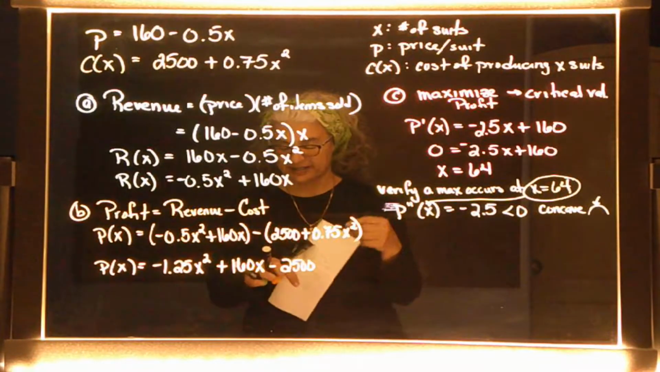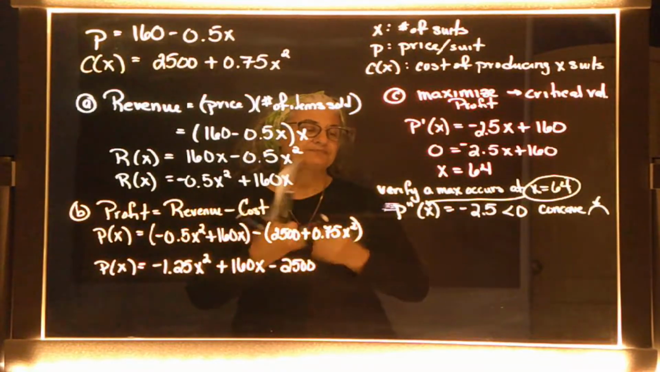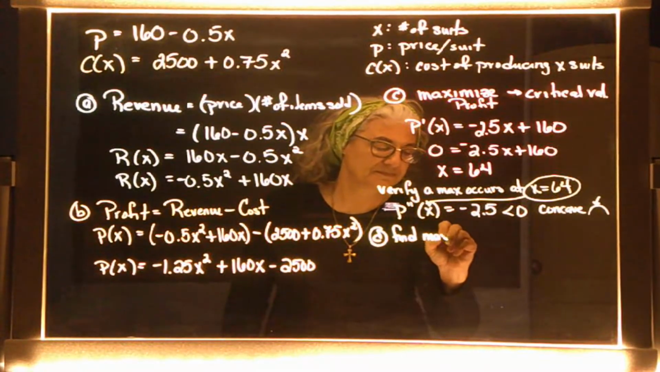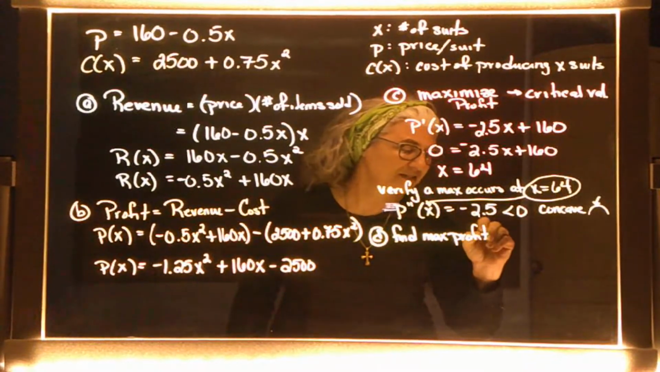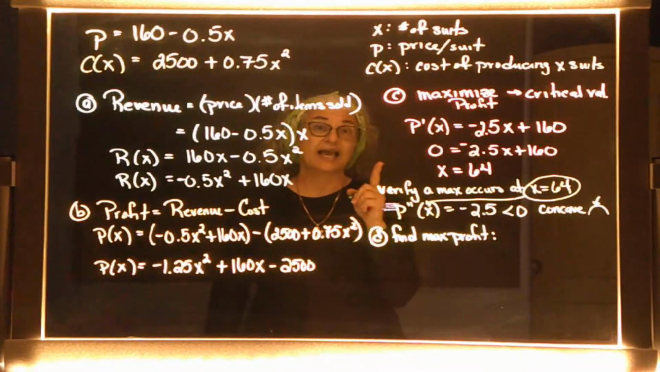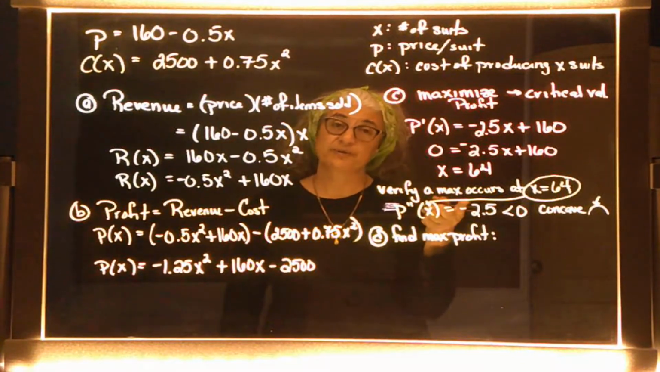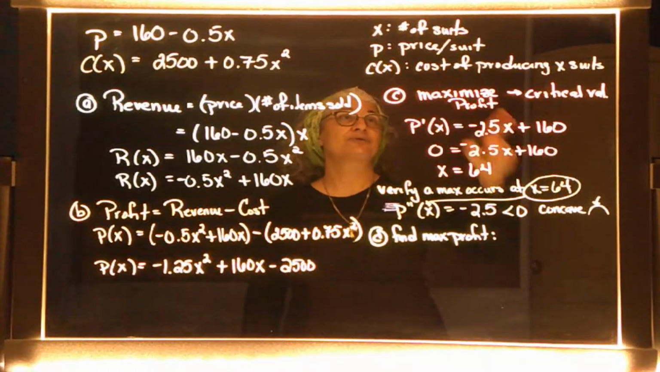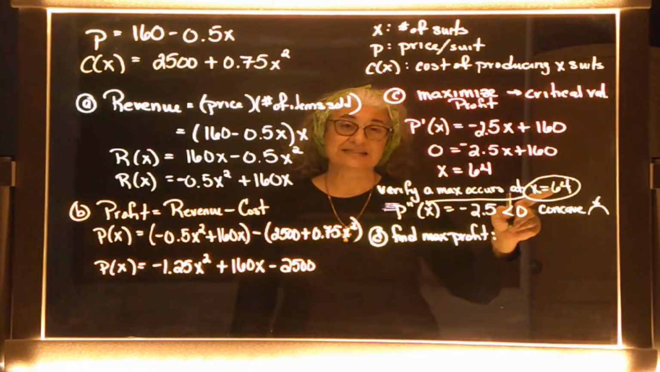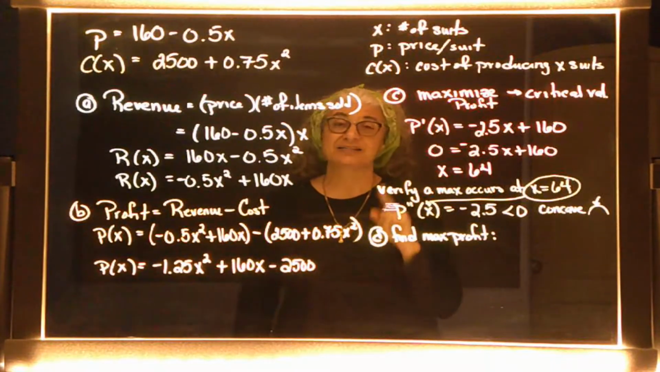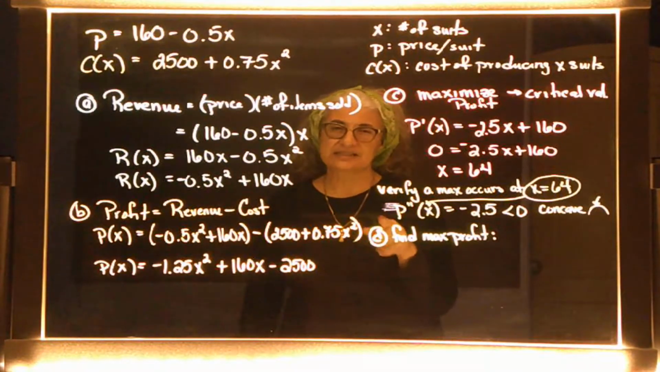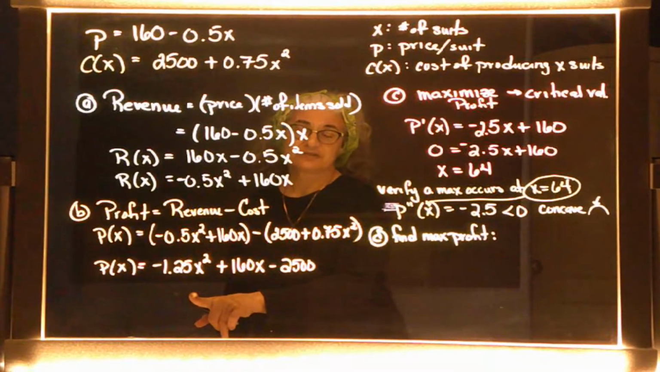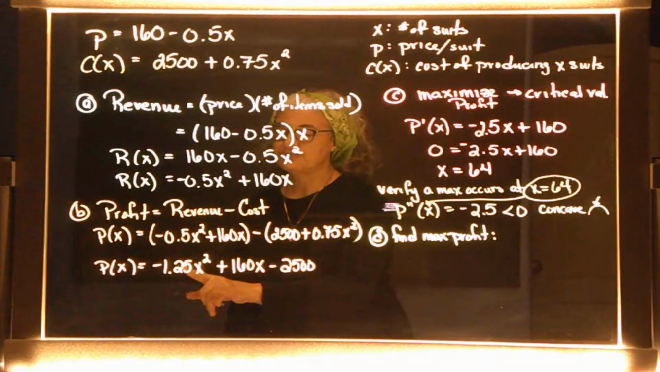D wants to know the maximum profit. All right. So how do you think you're going to find the maximum profit? Say that again? Yeah, I need to plug it in. What do I need to plug in? Good, I need to plug the 64 in. Now remember, x represents the number of suits. So I've got 64 suits and I need to find the max profit. So where are you going to plug the 64 into? Good, the profit function. With me?